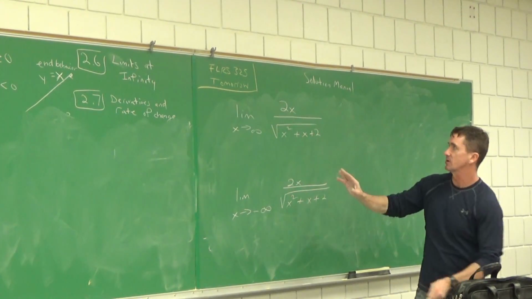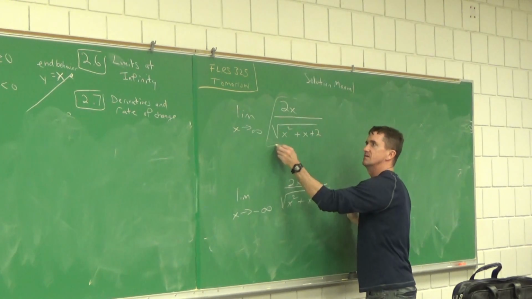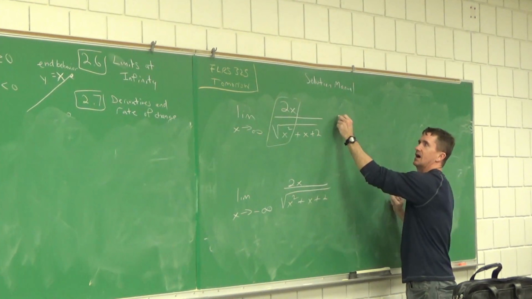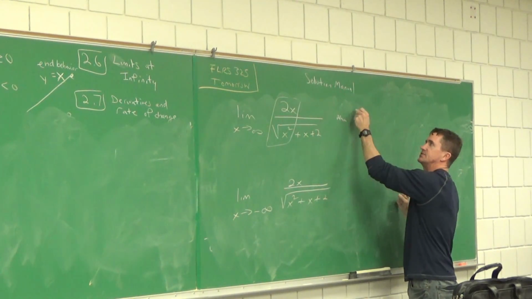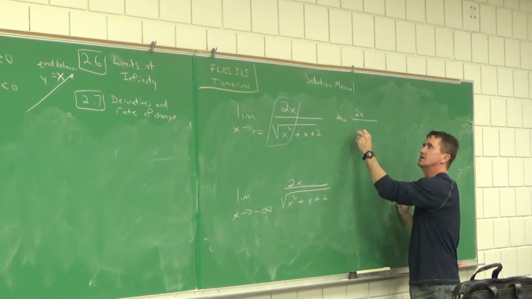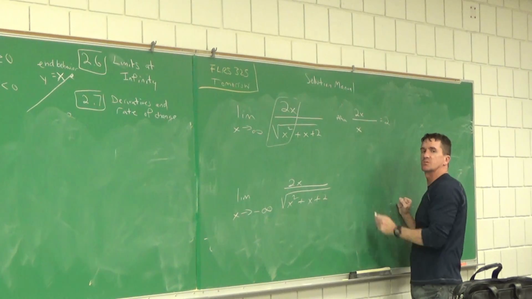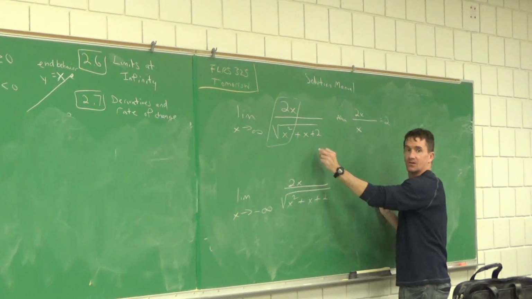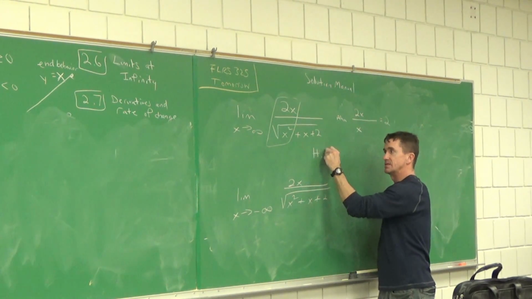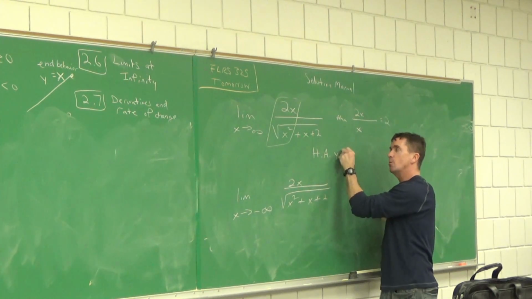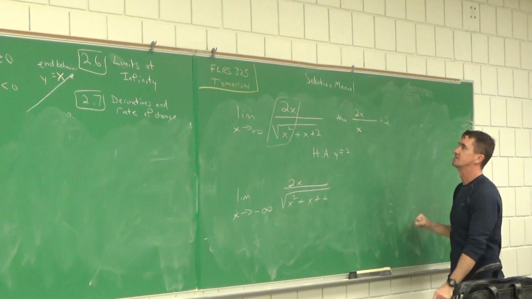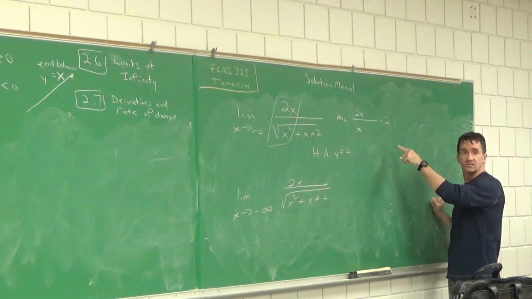Now we're going to be able to get these answers in a very short, easy way like before. I'm looking at this. See all this right here? I'm thinking of that as, aha, that's like a 2x over a positive x, which is just a 2. So guess where the horizontal asymptote is. This thing has a horizontal asymptote at y equal to 2. Guess what the limit is? That's the horizontal asymptote.